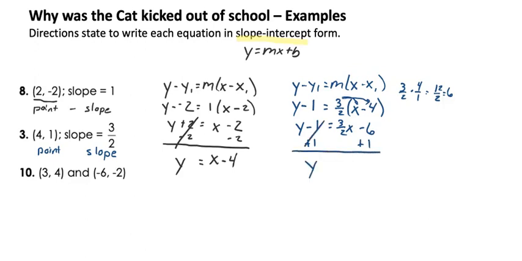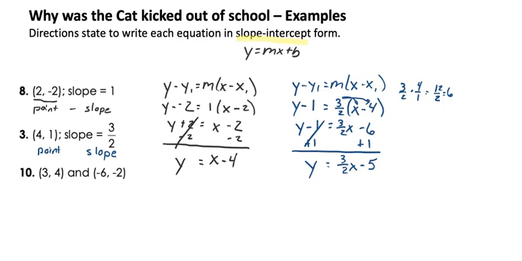So y = 0 = 3/2 x, and then -6 plus 1 is -5. And that is in slope-intercept form, y = mx + b. So here's our slope, the 3/2. Our b is at the end, -5.